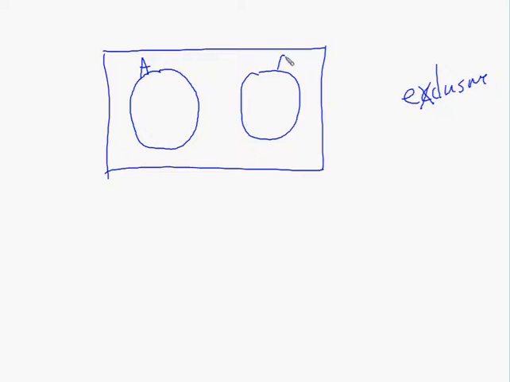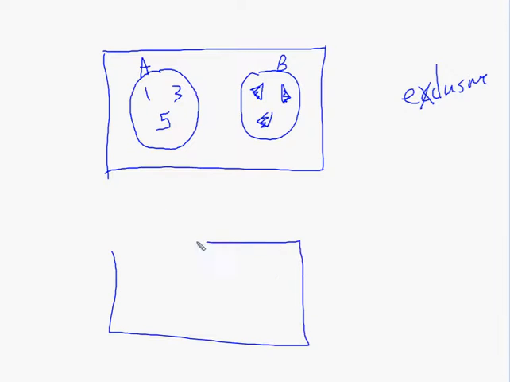Event A is here, event B is here, and all the things in A are inside of here. A were the odd numbers, 1, 3, 5. And B was all the shaded regions, right? So I have all these shaded regions in here. No overlap. Okay? That's exclusive.